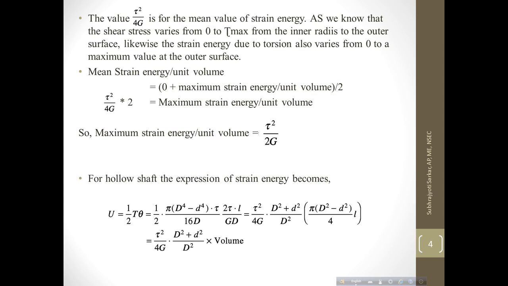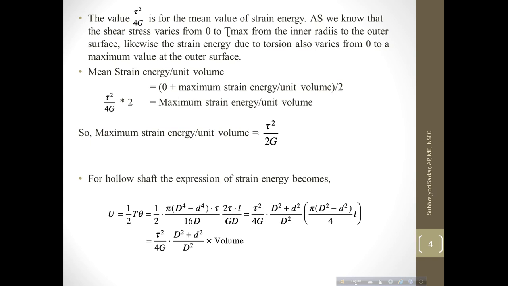We get (capital D square plus small d square) divided by capital D square, into, in brackets, the area, that is pi by 4 into (capital D square minus small d square) into L. That is the surface area into length, which is the volume of the hollow shaft. So we get tau square by 4G into (capital D square plus small d square) divided by capital D square into volume. That is the strain energy per unit volume for a hollow shaft.